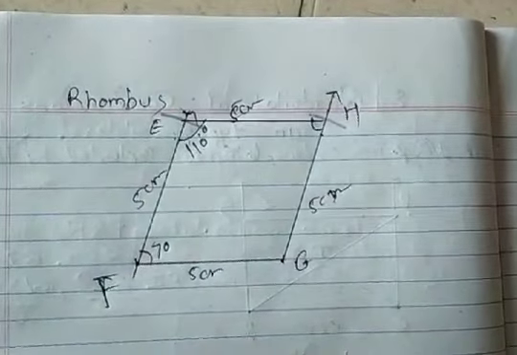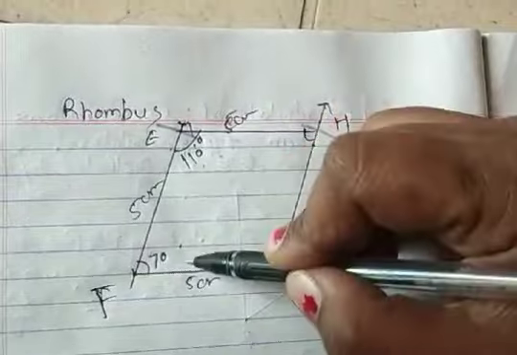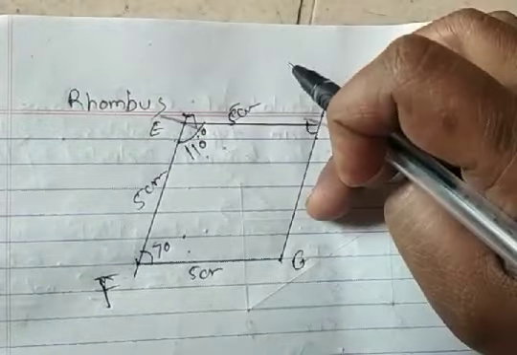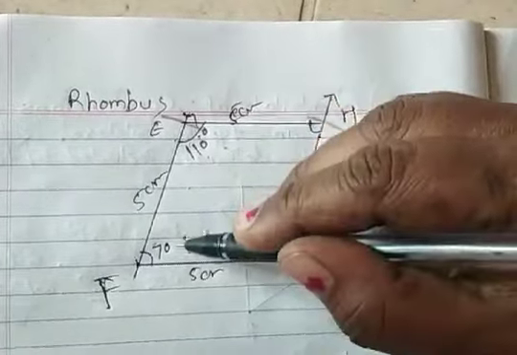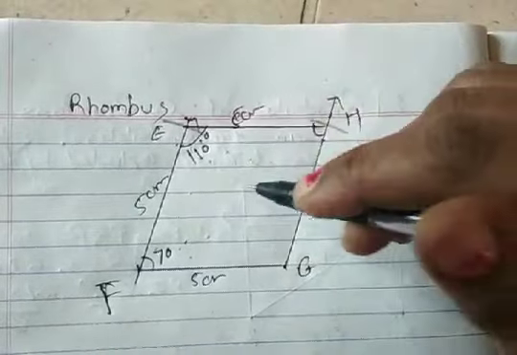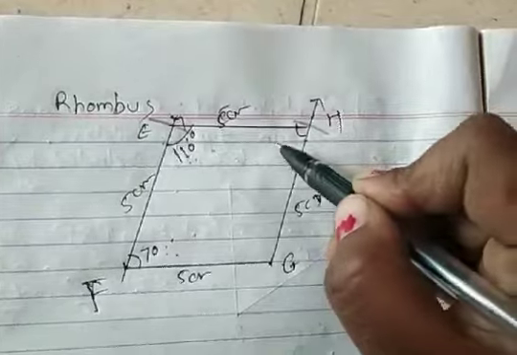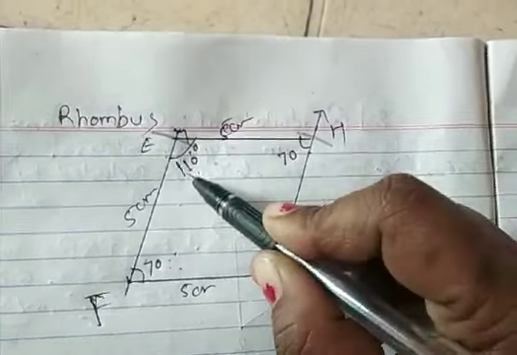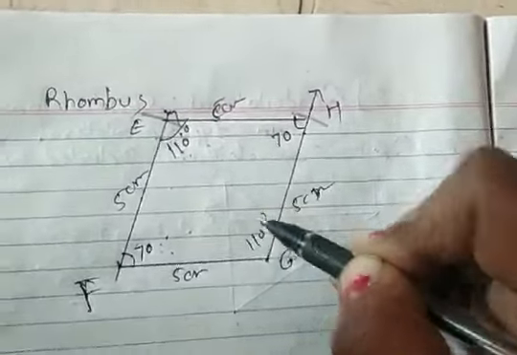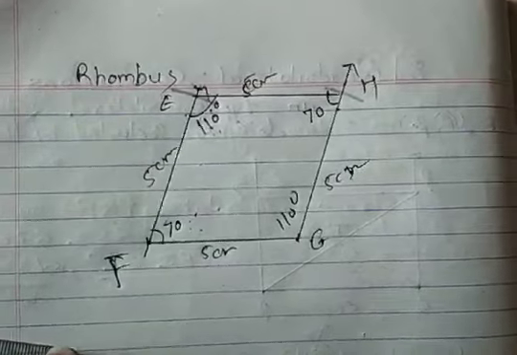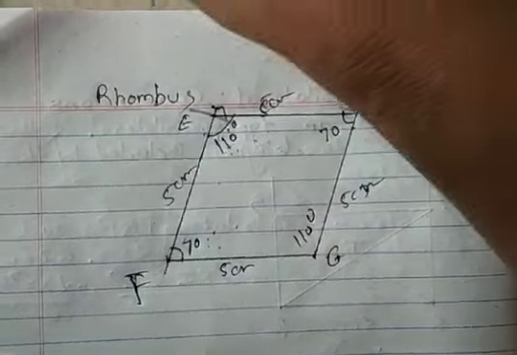Now, these are adjacent angles of a parallelogram. A parallelogram's opposite sides are parallel to each other, and the interior angles of parallel lines are supplementary, that's why 70 and 110. So F is 70, then H is also 70 degrees, and E is 110, then G is also 110. These are the basic properties.